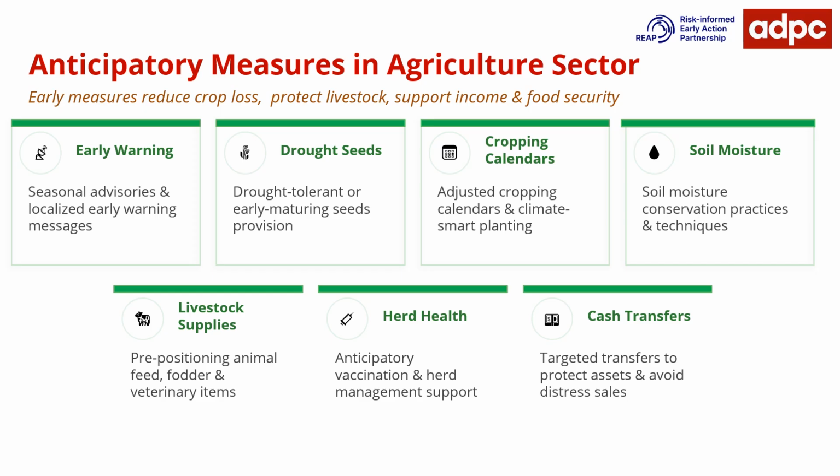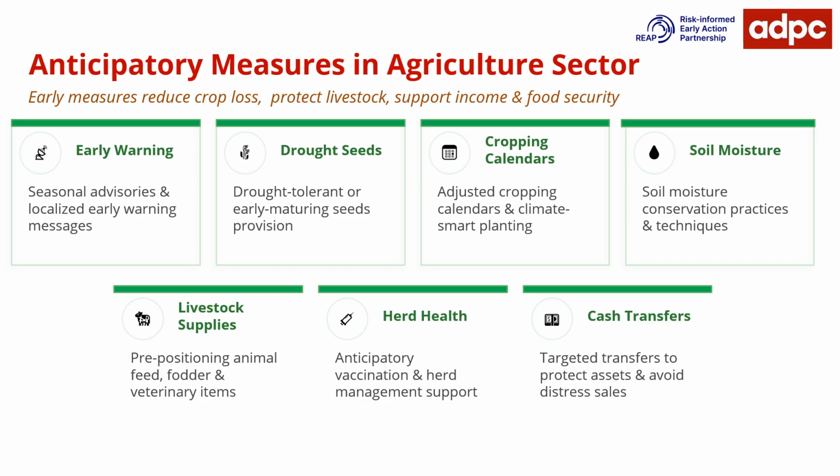Why does sector-specific action matter? Anticipatory measures must be tailored to sectoral realities, institutional mandates, and local vulnerabilities. In some cases, agriculture may require action first; in others, water supply, pastoral systems, or social protection may need to be prioritized. The effectiveness of anticipatory action depends on how well these measures are matched to context and timing.